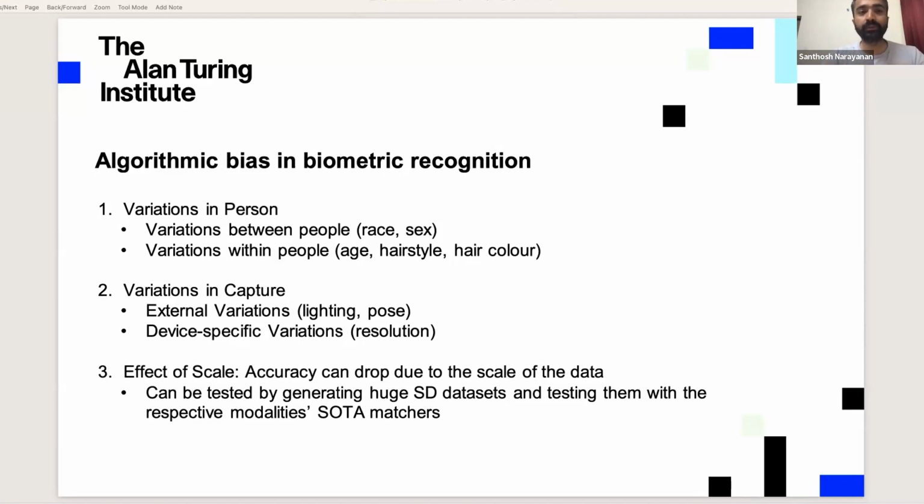And this is where we feel synthetic data has a massive role to play, because such experiments that can provide us insight into all these different variations and effects of scale, etc., is simply not possible in most real data sets.